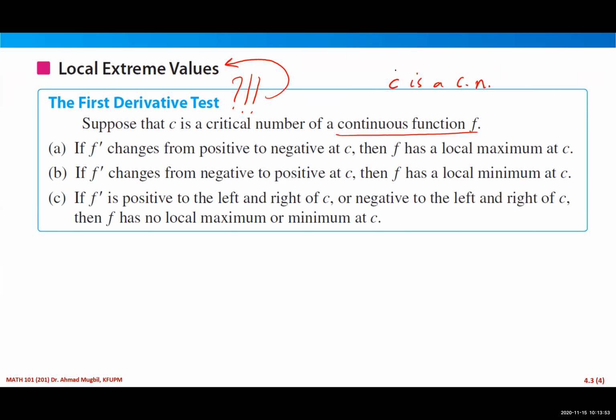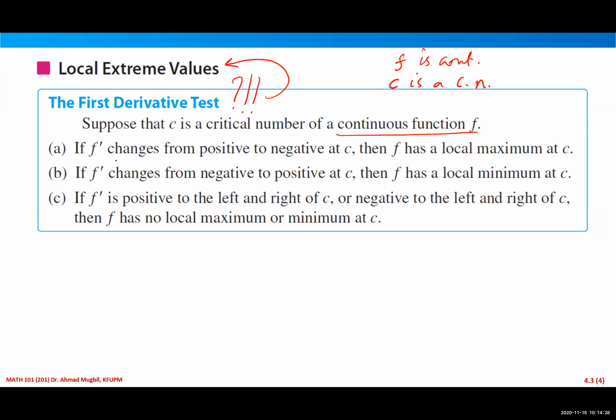F is continuous. So we have F is a continuous function, and C is a critical number. Then, if the first derivative changes from positive to negative at C, then F has a local maximum at C. Again, if the first derivative changes from positive to negative, then it is a local maximum. If the first derivative changes from negative to positive, then F has a local minimum at that point. And this should be clear, shabab.